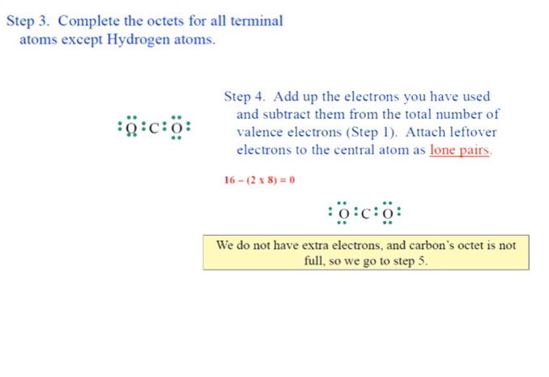Next, I complete the octets on my terminal atoms. So I had these 4 already. Putting the remainder electrons around the outside, 5, 6, 7, 8, 9, 10, 11, 12, 13, 14, 15, 16. We've now used up all 16 electrons. We have no lone pairs to attach to the carbon. The problem happens, though, that although each oxygen is surrounded by an octet, the carbon is not. Our carbon atom has only 4 electrons around it. So what do we do?